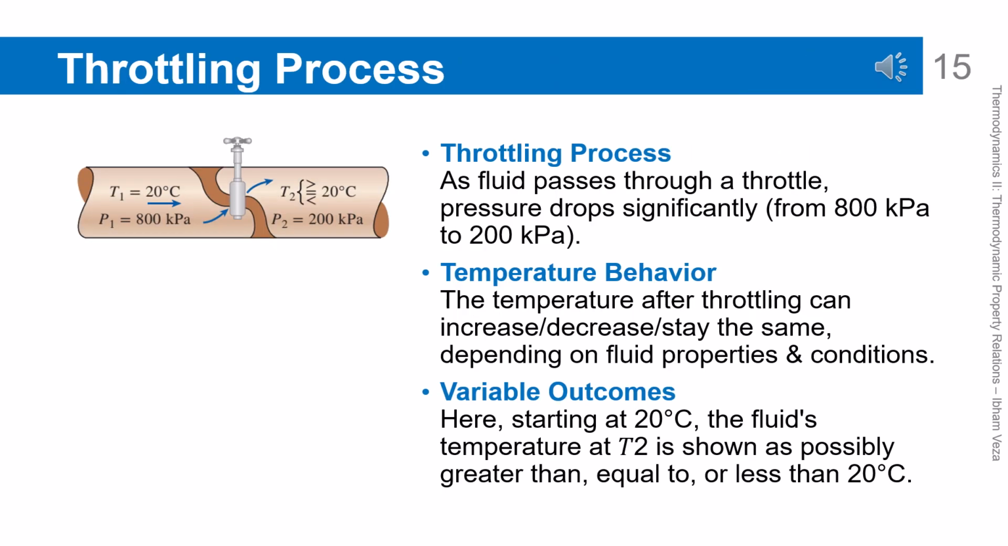Throttling process. A throttling process is a flow process in which pressure drops significantly without producing work and with negligible heat transfer. In this process, the fluid temperature may increase, decrease, or remain unchanged depending on the substance and initial conditions. Thermodynamically, this process is characterized by constant enthalpy. This is highly relevant to expansion valves and refrigeration devices. This phenomenon cannot be understood using ideal gas assumptions alone.